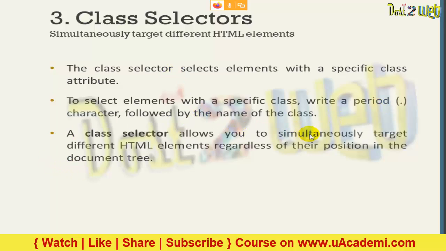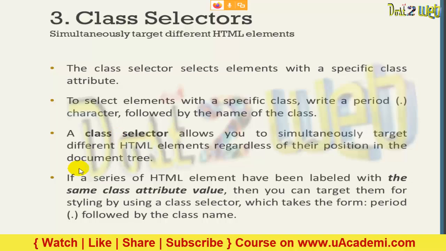A class selector allows you to simultaneously target different HTML elements regardless of their position in the document tree. So you have a document tree like HTML, then head, and you are going to define the margin for the next table and so on, then you are going to use the class selector. The class selector will define the different class attributes for your HTML elements.